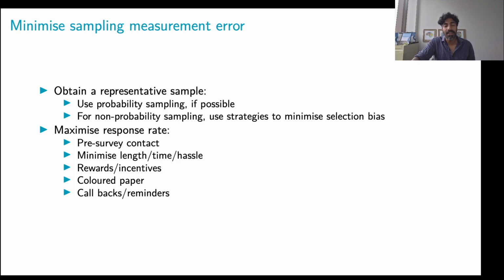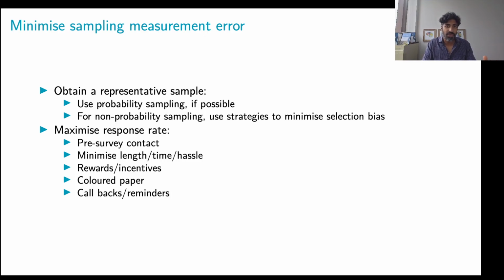To minimize sampling measurement error, you want to obtain a representative sample, so use probability sampling if possible, and for non-probability sampling, you can use strategies to minimize selection bias. For example, you could say, I'm going to select people within this group, but I'm going to select every 3rd person or every 5th person. That's some sort of sampling method that allows you to minimize that selection bias.